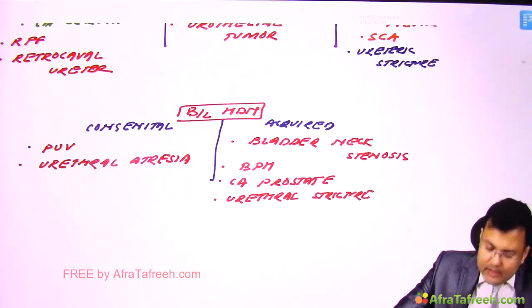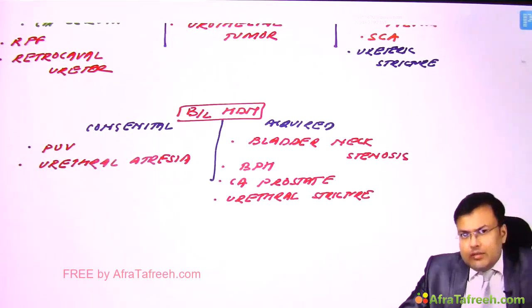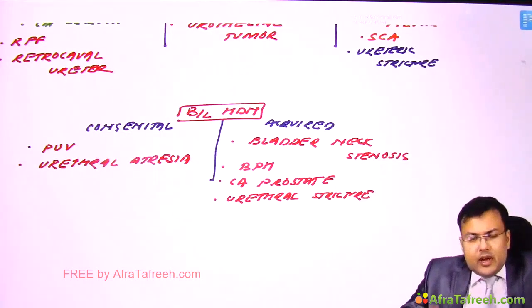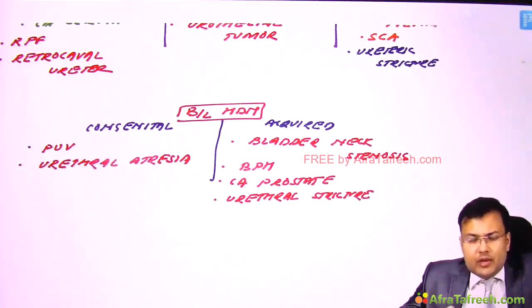Clear? So these are the causes responsible for bilateral hydronephrosis. Now coming to the clinical features. The clinical features are a bit different in unilateral and bilateral hydronephrosis. Now see why. In unilateral hydronephrosis, in the majority of cases, what is the cause? It's the intraluminal obstruction. What is the cause? It's the stone.